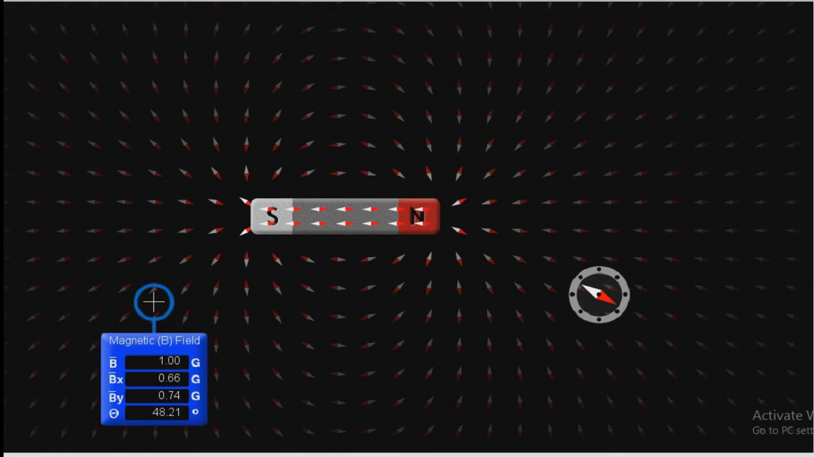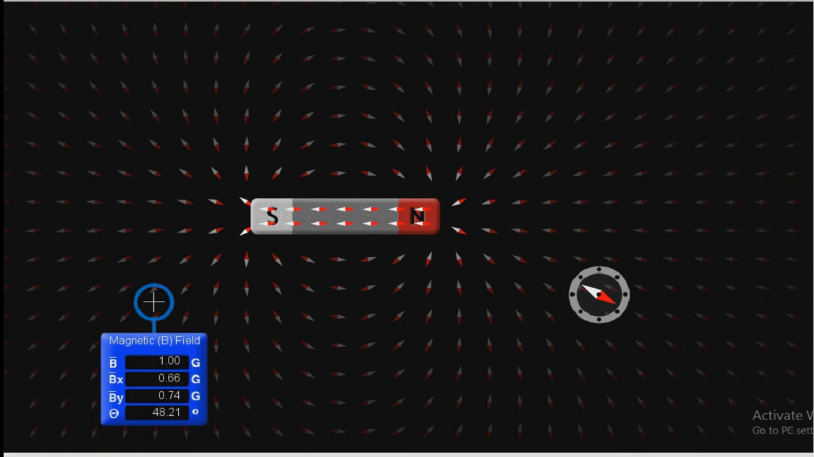Now let us find something else. We can find out the magnetic field intensity B, that is the magnetic induction, and its Bx and By. They are measured in Gauss. Gauss is equal to 10 to the power minus 4 Tesla. Tesla is the SI unit of the magnetic field intensity.